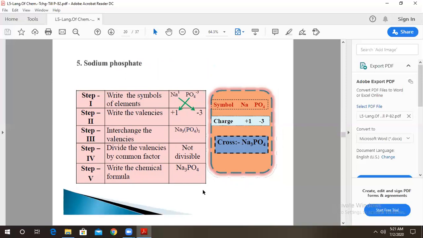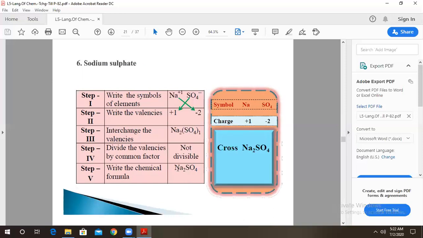Sodium phosphate. Very good. PO4 3 minus. I'm proud of you. Really very smart work. Good one, students. Keep it up. So the formula is Na3PO4, sodium phosphate. Excellent. So tell me, from this formula, what do we come to know? We come to know that sodium phosphate consists of 3 atoms of sodium, 1 atom of phosphorus, and 4 atoms of oxygen. Very good.